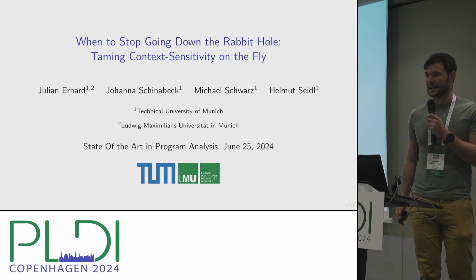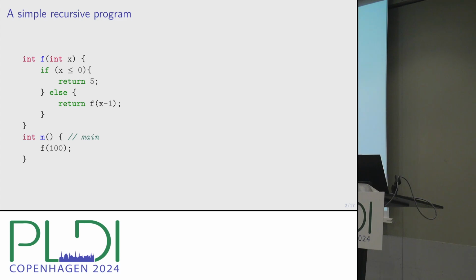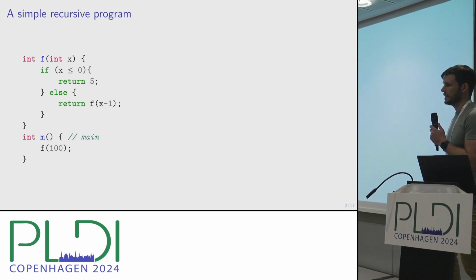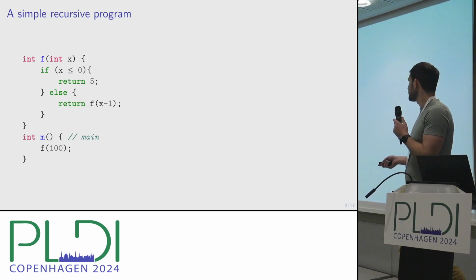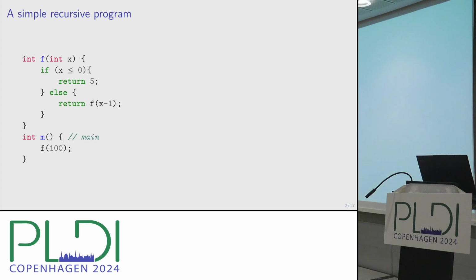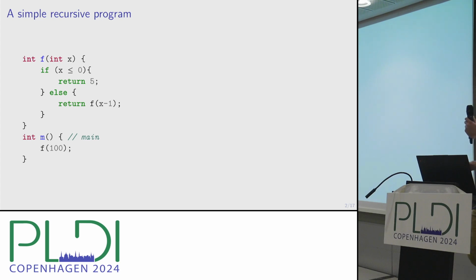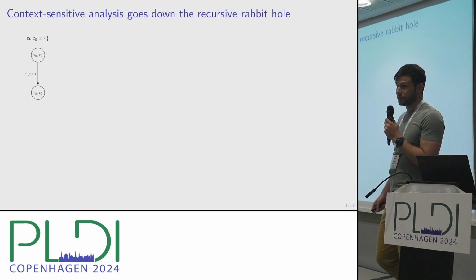I would like to start with a motivating example. Here you can see a very simple recursive program with some main function that calls some recursive function f that calls itself with a decremented parameter. And this will go for a while and call itself 100 times. Now let's assume that we want to analyze this program with a context-sensitive static analysis that uses, for example, an interval abstraction. So how would we go on to do that?